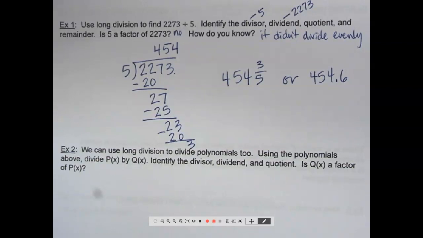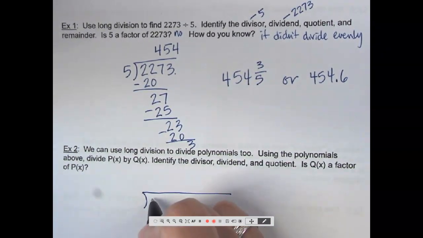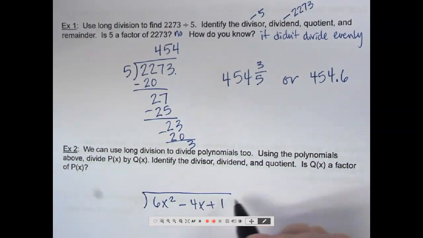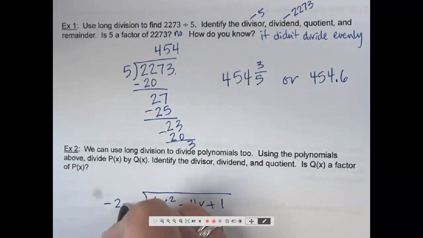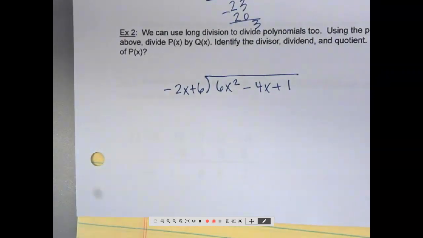All right, so now what we're going to do is take that same exact process and apply it to dividing polynomials. So we're going to take the 2 up at the very top of the page, our P and Q up there, and we're going to divide P by Q. Okay, so we're going to have our little long division sign again. 6x squared minus 4x plus 1, and I'm dividing it by negative 2x plus 6. Okay, so we set it up just like that little baby problem above. And we attack it the same exact way.